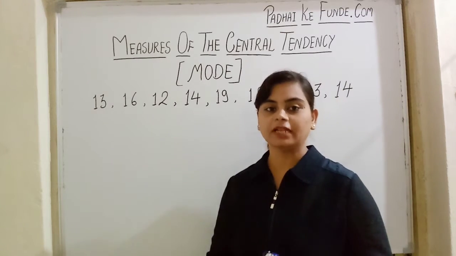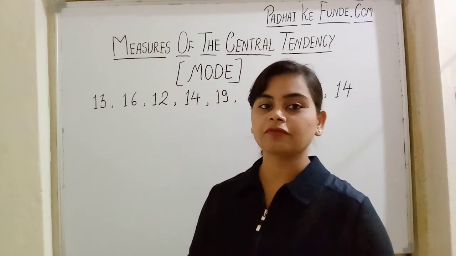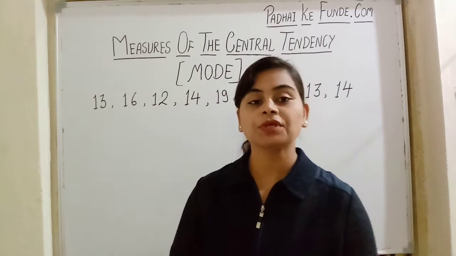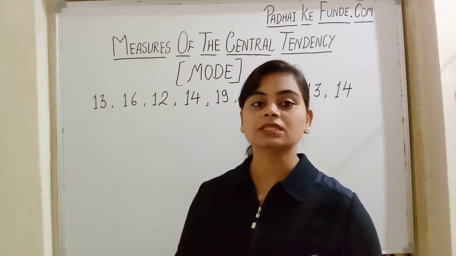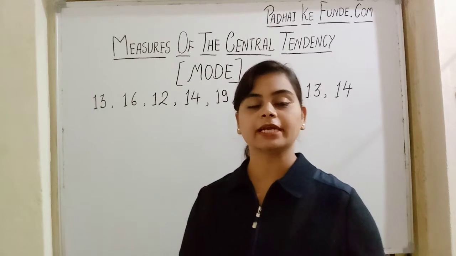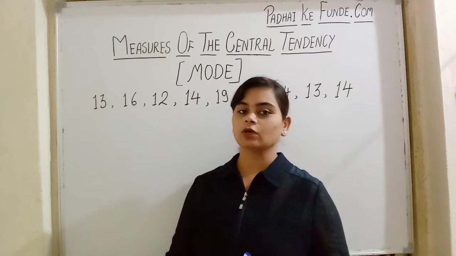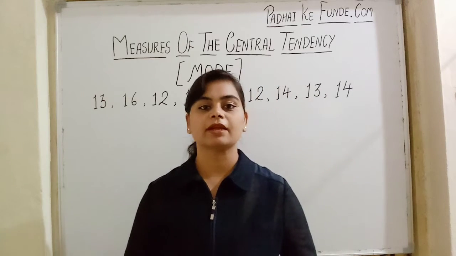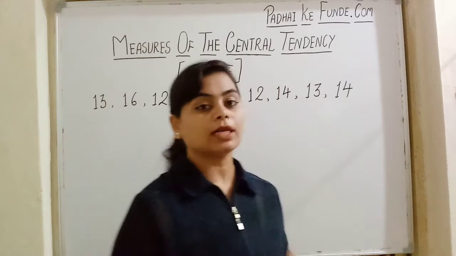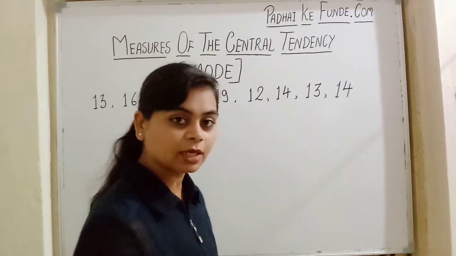Mode is the value in the set of observations which occurs most often, meaning which repeats the maximum number of times in the set of observations. That observation is called the mode of the given set of observations. To understand it better, we have an example here with us.